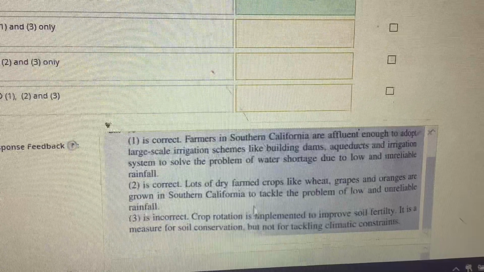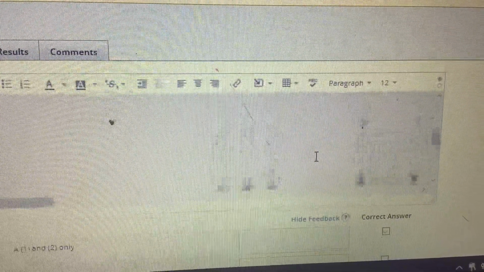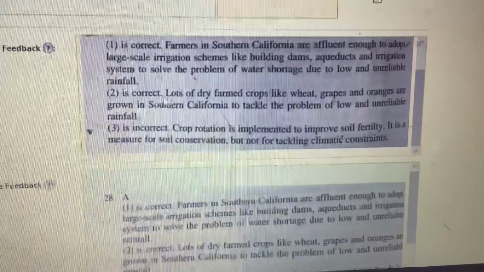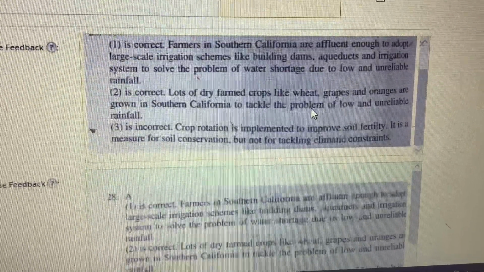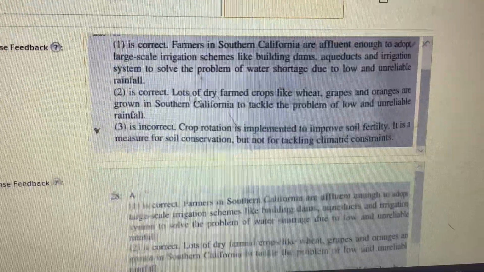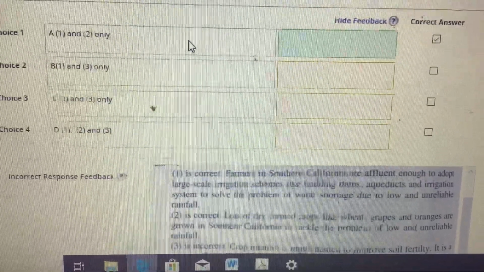Oh, okay. Crop rotation is not for the soil fertility. Let's check it out. Why? Oh, because it's about the climatic constraint. Yeah, true. Sorry, my concept was wrong previously. Dry farming is also in Southern California. Yeah, about the wheat. The grape is also a kind of dry farming, instead of just in the Sahel.